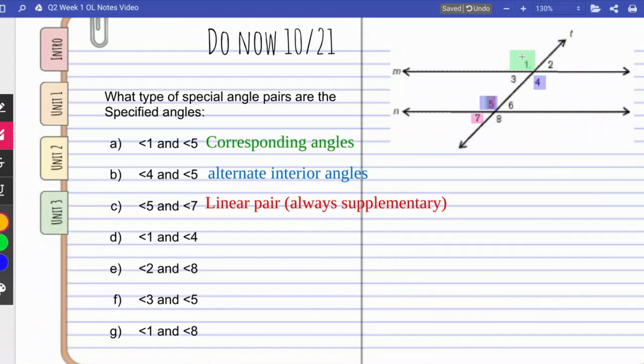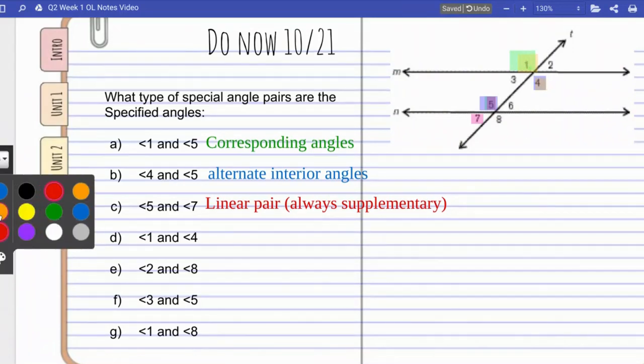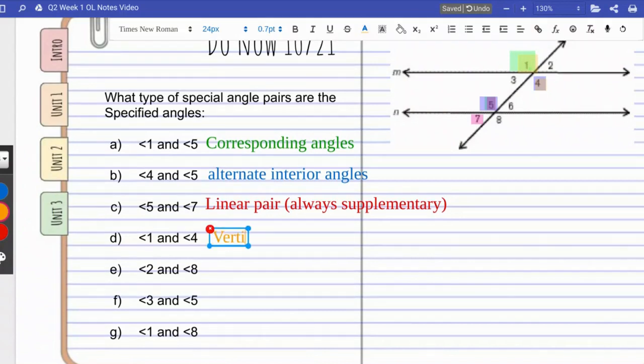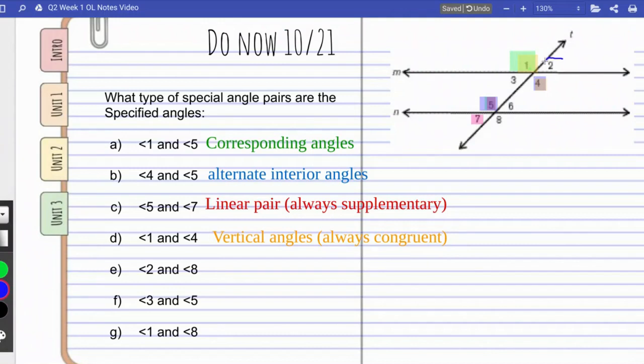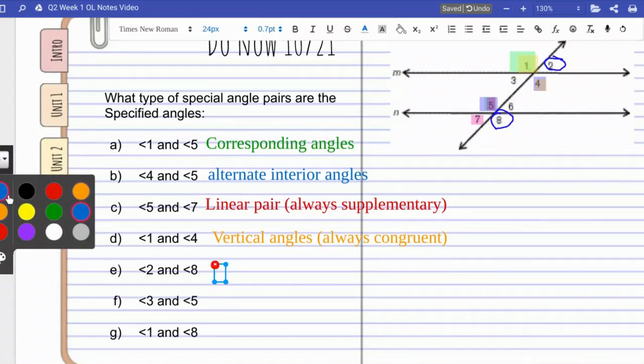One and four. 1 and 4, those are called vertical angles. And we know vertical angles are always congruent. Let's go look at 2 and 8. Those are both outside M and N, and they are on the same side of the transversal. So we call those consecutive exterior angles.